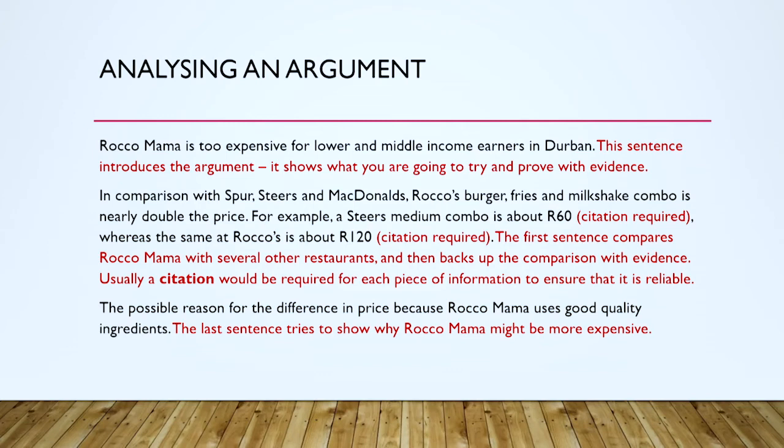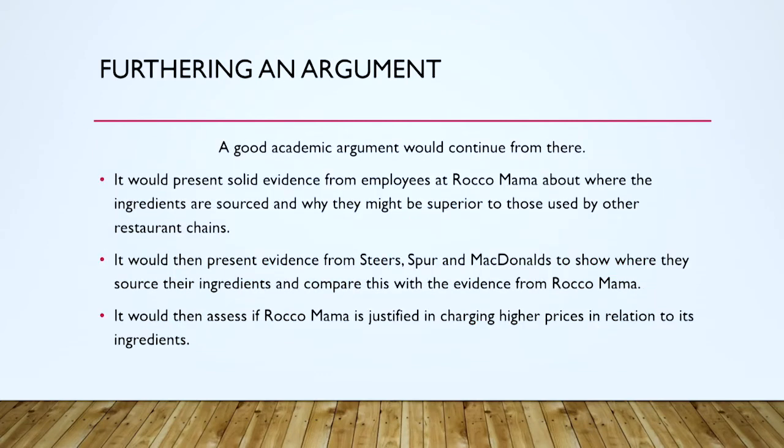Okay. Then we have a reason for why Roco's might be more expensive. It says the possible reason for the difference in price is because RocoMama's usually uses good quality ingredients. So it gives us some idea as to why this might be the reason. Now that is a very simple argument. If we want a good academic argument, it would continue from there. We would want to see solid evidence from employees at RocoMamas about where the ingredients are sourced and why they might be superior or better than those used by other restaurant chains. Okay, so we want evidence.